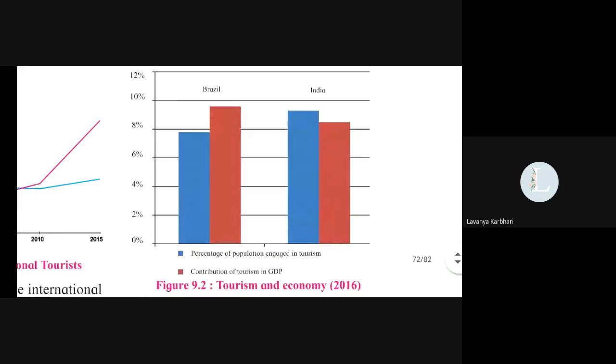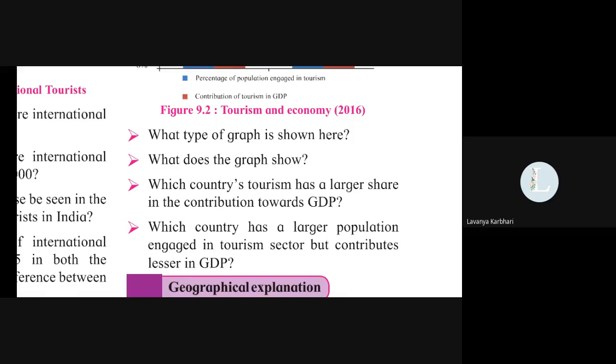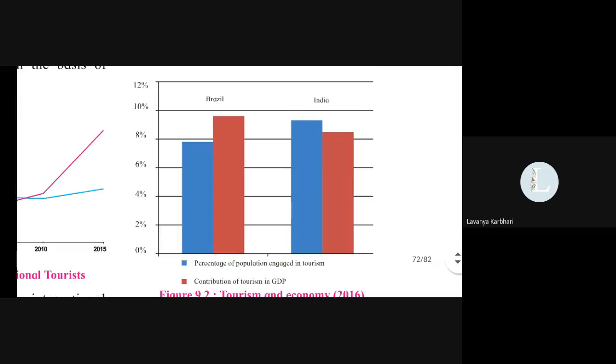You can easily see the columns. What does the graph show? The graph shows tourism and economy, and this is the data of 2016. Which country's tourism has a larger share in the contribution towards the GDP? Obviously Brazil. Okay, almost 10%.